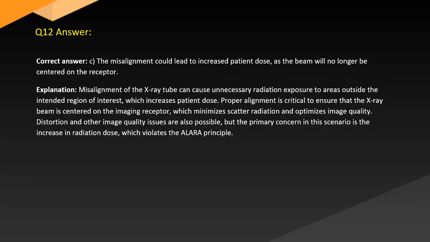Answer. Correct answer: C. The misalignment could lead to increased patient dose. The beam will no longer be centered on the receptor. Explanation. Misalignment of the X-ray tube can cause unnecessary radiation exposure to areas outside the intended region of interest, which increases patient dose. Proper alignment is critical to ensure that the X-ray beam is centered on the imaging receptor, which minimizes scatter radiation and optimizes image quality. Distortion and other image quality issues are also possible, but the primary concern in this scenario is the increase in radiation dose, which violates the ALARA principle.